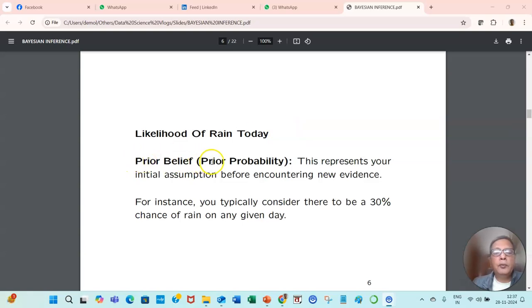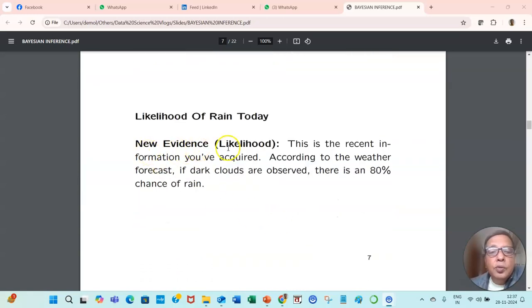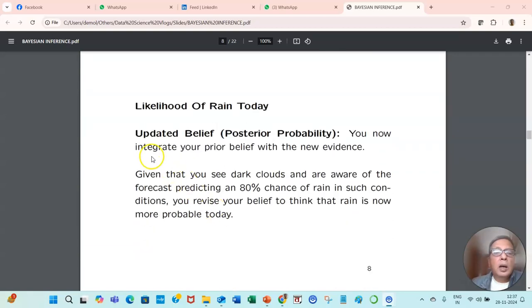We have a prior belief, prior probability. This represents your initial assumption before encountering the new evidence. For instance, you typically consider there to be a 30% chance of rain for any given day. Next comes the new evidence, which is likelihood. This is the recent information you have acquired. According to the weather forecast, if dark clouds are observed, there is an 80% chance of rain. And you update your belief, which is the posterior probability.